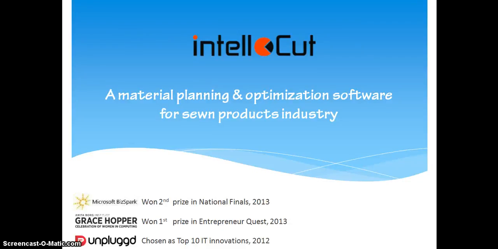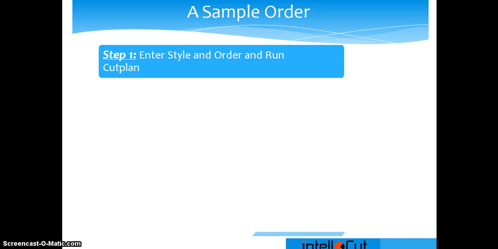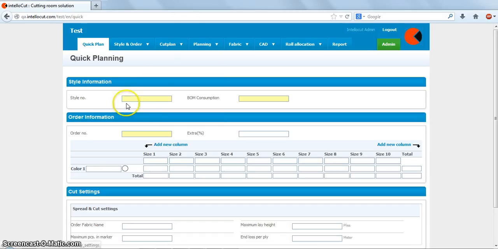Hello and welcome to the product demo of IntelliCut, a material planning and optimization software for the sewn products industry. Let's run a simple order to see how IntelliCut saves fabric. Our step 1 is to enter style and order details and run the cut plan. So let's go to the software.